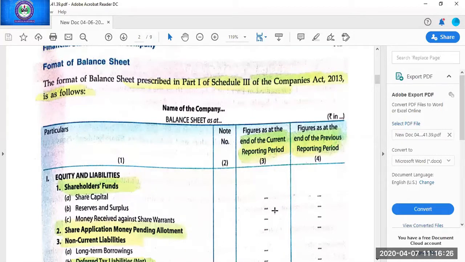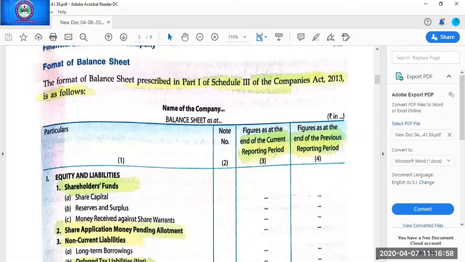So here you have to keep in mind one thing, that these formats are given by the Act. So you are not allowed to make any change in these formats. You are not allowed to make any change in these formats, as these are given by law. So in the same sequence, same order, you have to prepare these formats. It means any item cannot be swapped with another item.